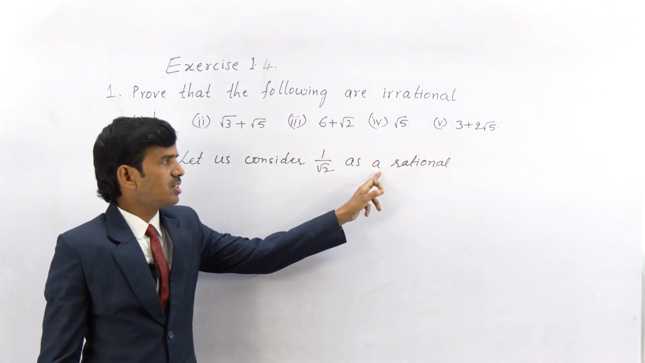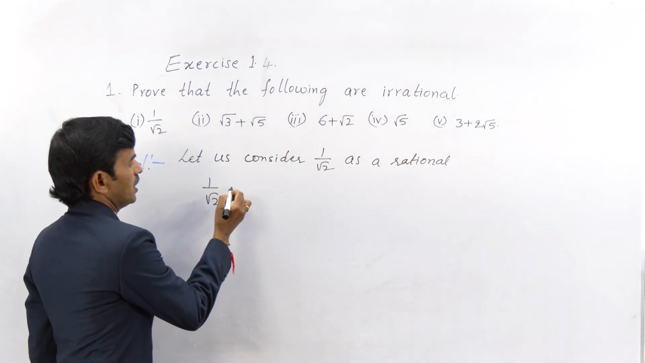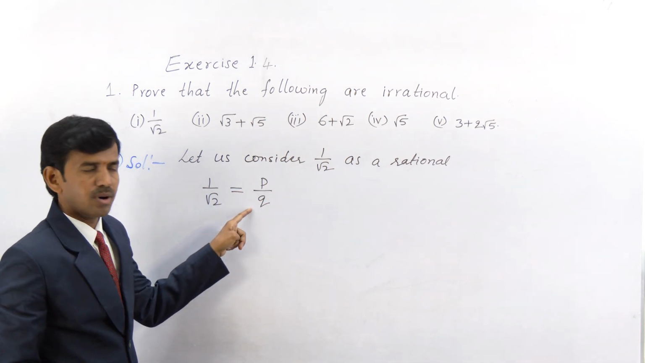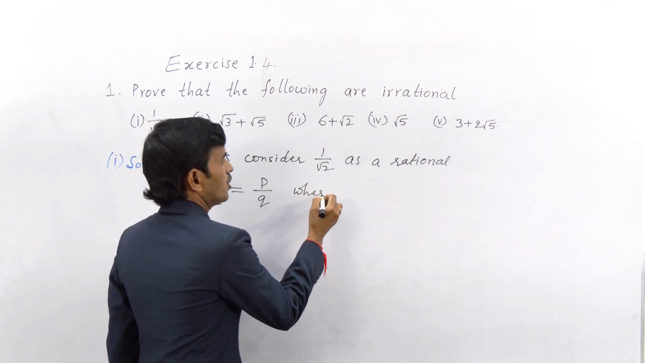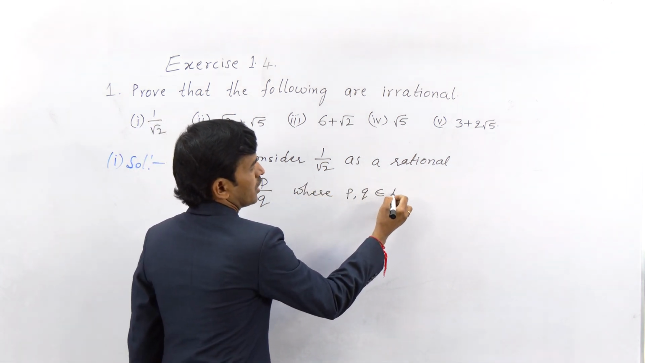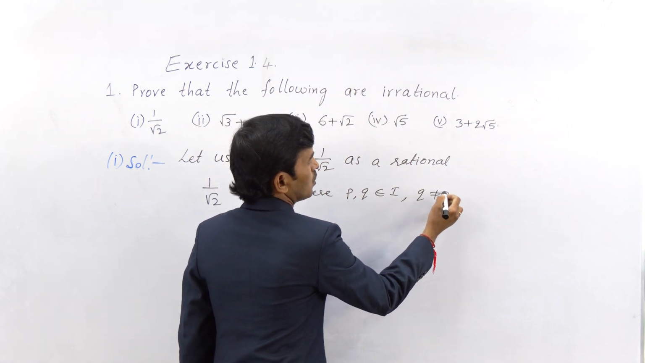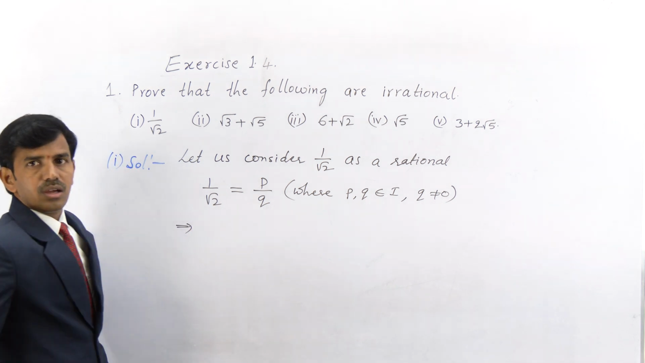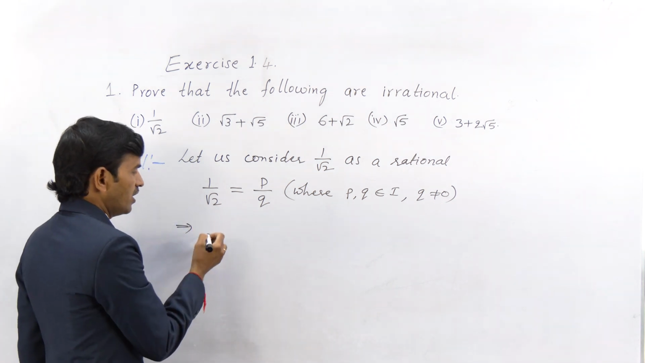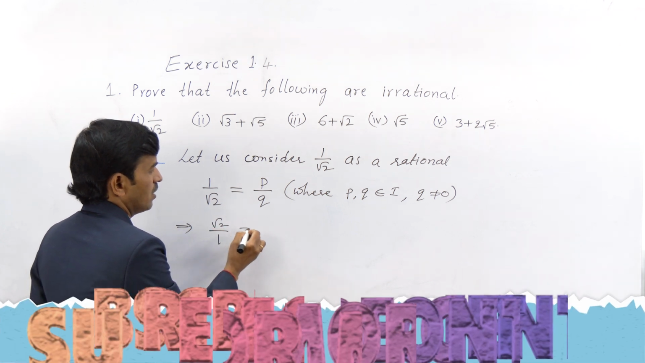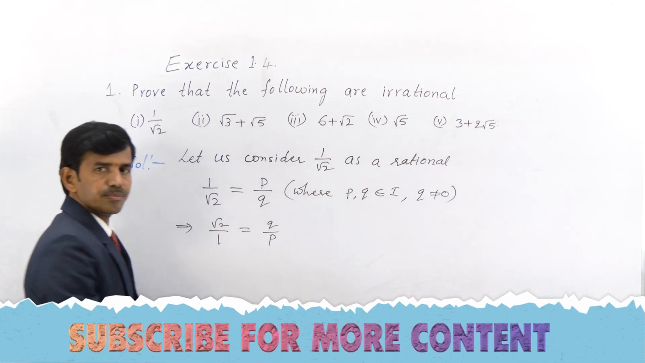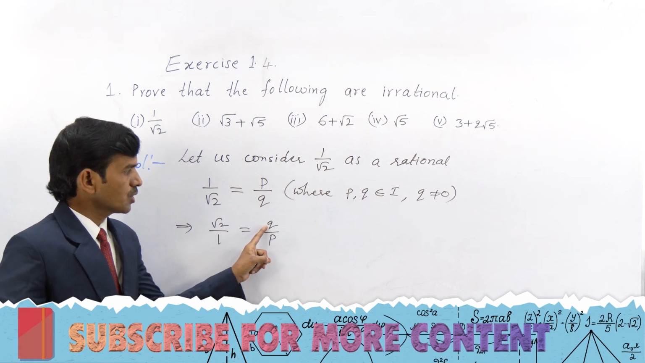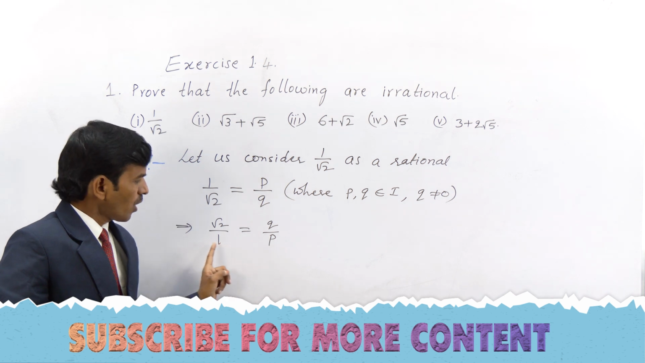If you consider it as rational, what is the form of rational numbers? Generally p by q. So let's consider 1 by root 2 in the form of p by q, where p and q belong to integers and q not equal to 0. Now the reciprocals are interchanged: root 2 by 1 is equal to q by p. Here, by comparing these terms, root 2 is equal to q, 1 is equal to p.